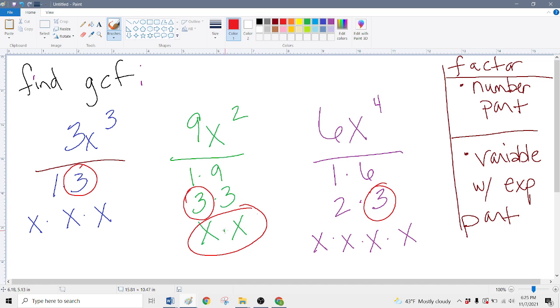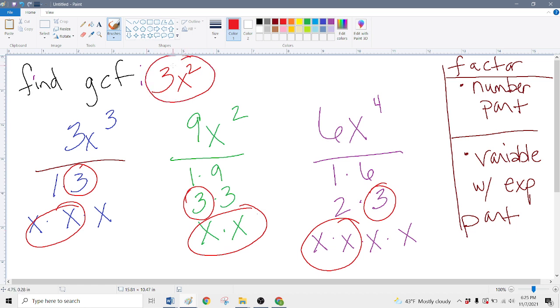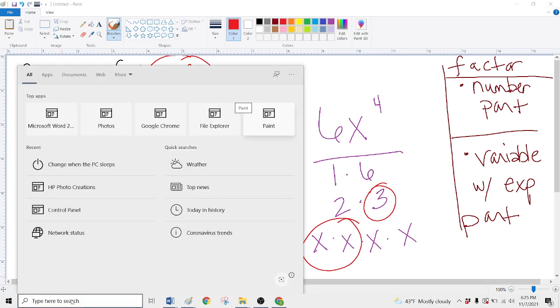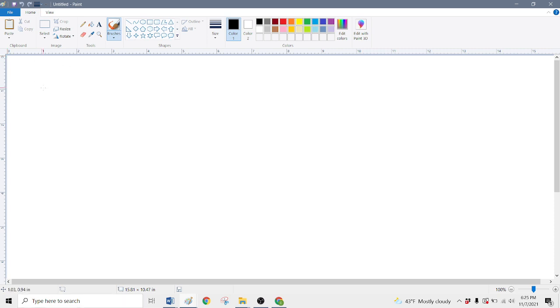So since this middle term has x times x and all the terms have that, our GCF is 3x squared. All of our terms have 3x squared in common, and that's the biggest term that they have in common. And that is our GCF when we're looking at terms that have both a number part and a variable part. All right, let's go ahead and move down the page.